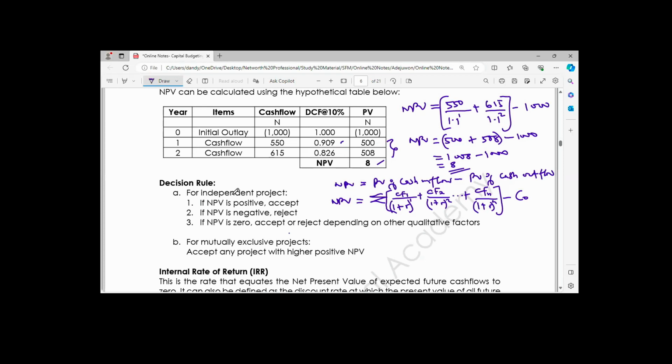For example, where project A and B are mutually exclusive. If project A is accepted, project B must be rejected. If project B is accepted, project A must be rejected. That is what is called mutually exclusive projects.